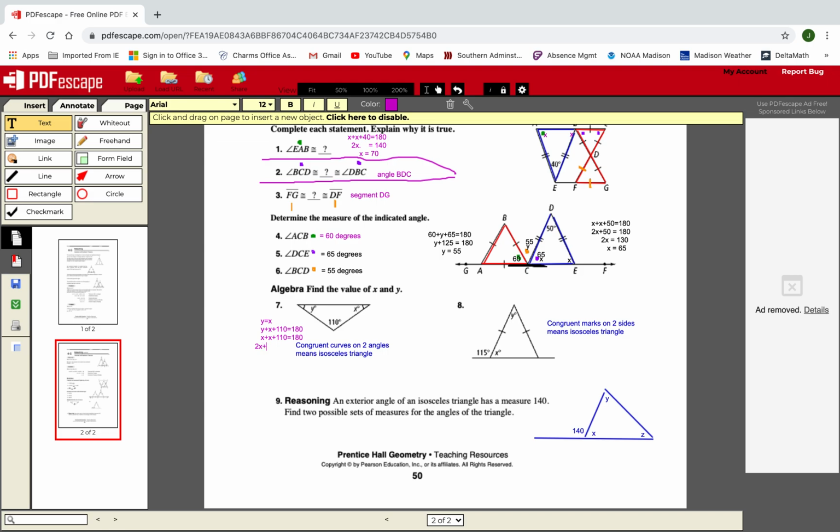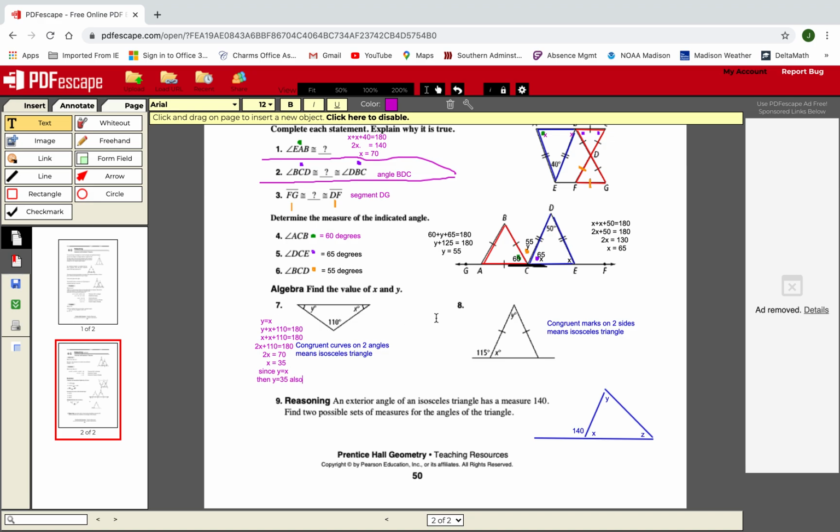2x plus 110 equals 180. Okay, then I'm subtracting 110 from both sides, and I get that 2x equals 70. And then dividing both sides by 2, I get that x equals 35. And since y equals x, that means that y also equals 35. I'll type that out. Since y equals x, then y equals 35 also.